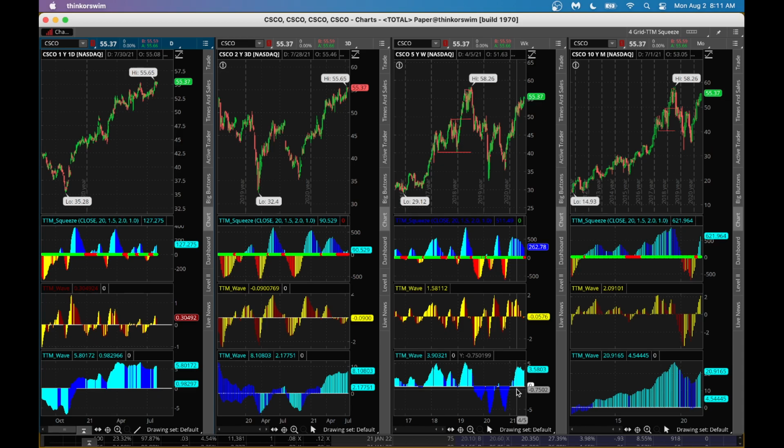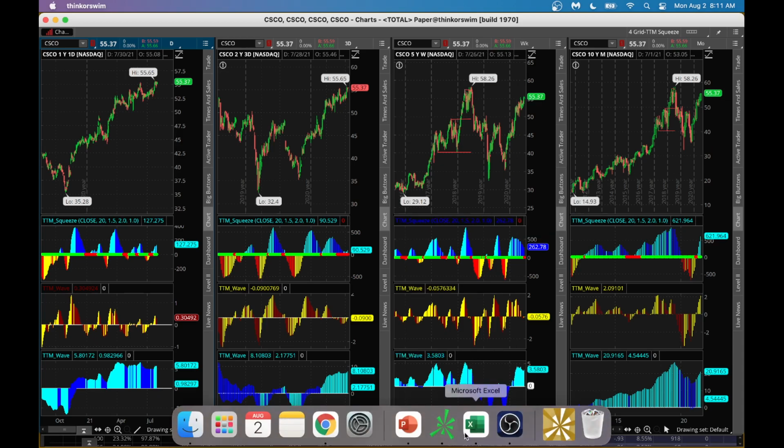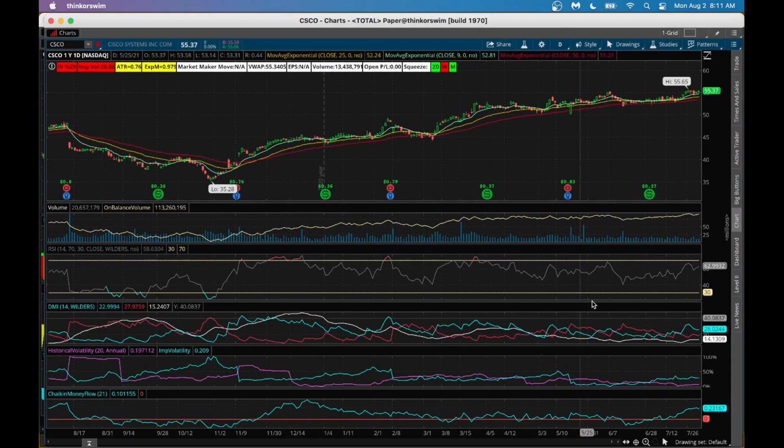Clearly, according to John Carter, this is a bullish sign. And if you look at a different chart here, as you scan through, clearly people are buying into this. On-balance volume is nicely going up. RSI is 62, that's also good. It's gaining traction here, and it's bullish.